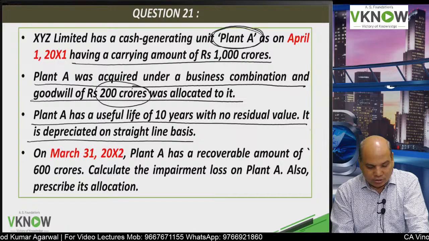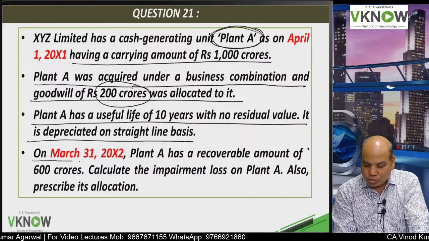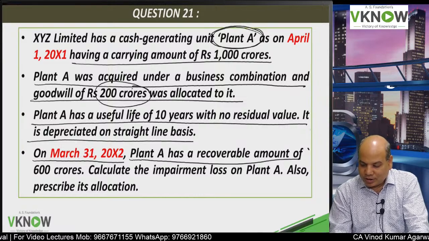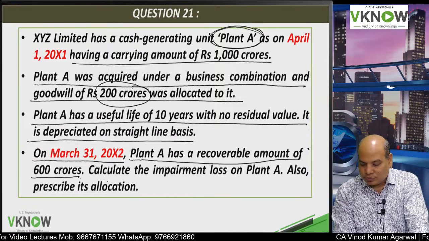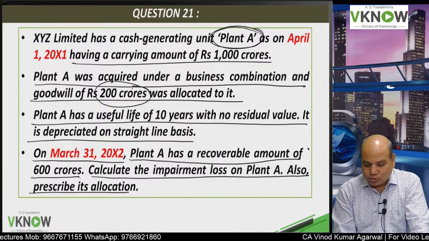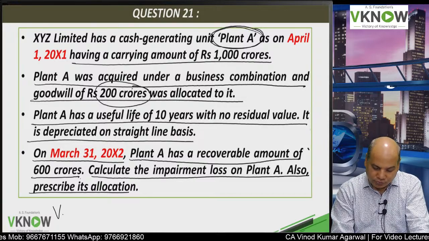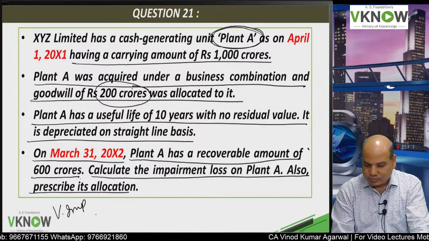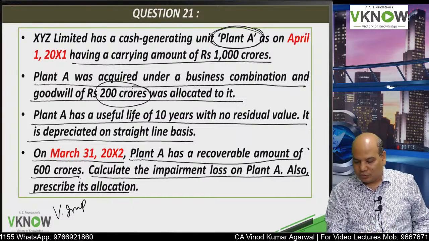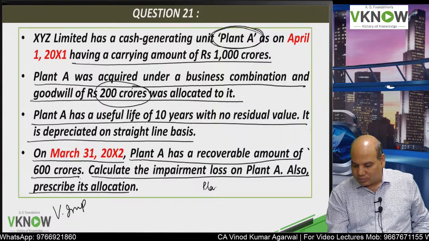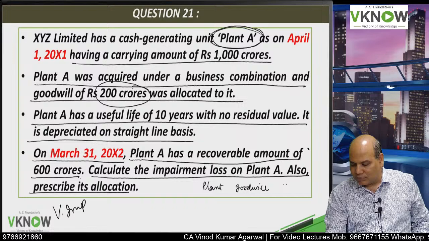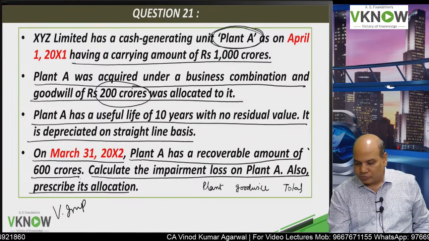It is depreciated on straight line basis. On 31st March 2002, plant A recoverable amount is 600 crore. Calculate the impairment loss on plant A and also prescribe the allocation. Very important question for goodwill. Now first I will explain. We have acquired plant and goodwill. First understand, then we will see the answer also.